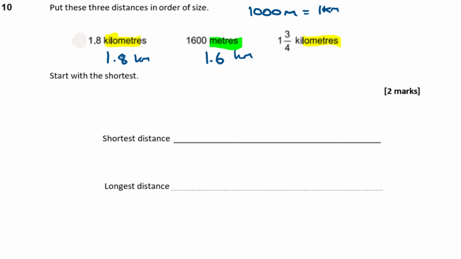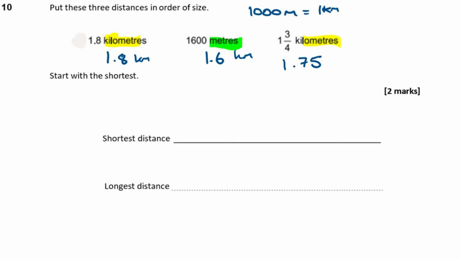And then finally, 3/4 as a decimal. This is already in kilometers, but 3/4 is... well, it's 1. No, it's not, 3/4 is 0.75, isn't it? So 1 3/4 is 1.75. If you didn't already know that, I just kind of remember that one, but if you didn't, you can just type the fraction into your calculator and it will tell you.